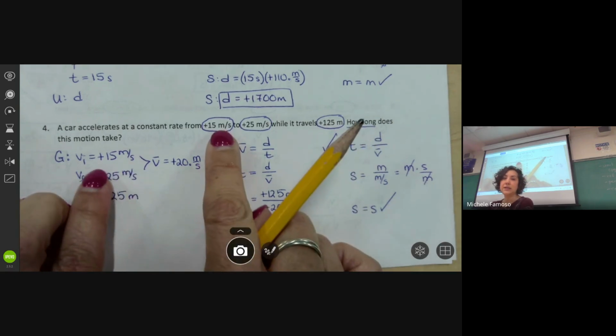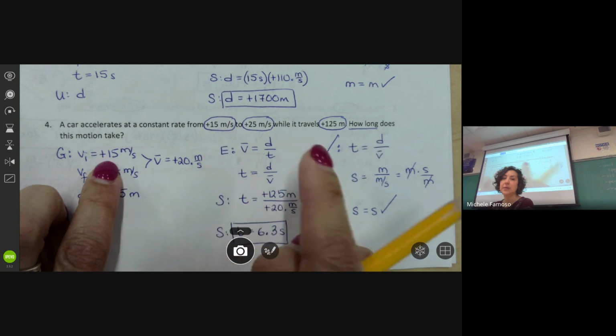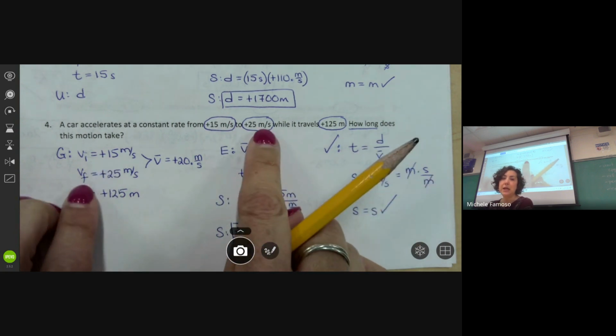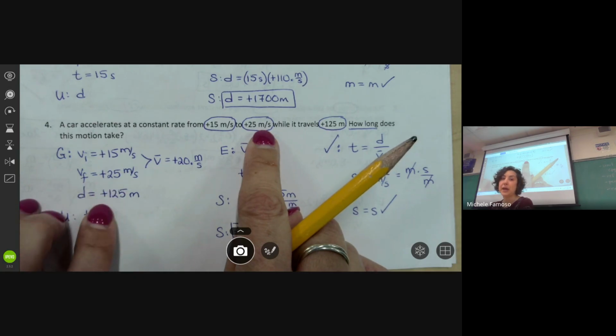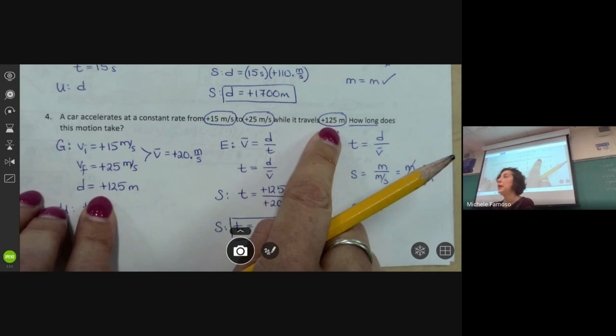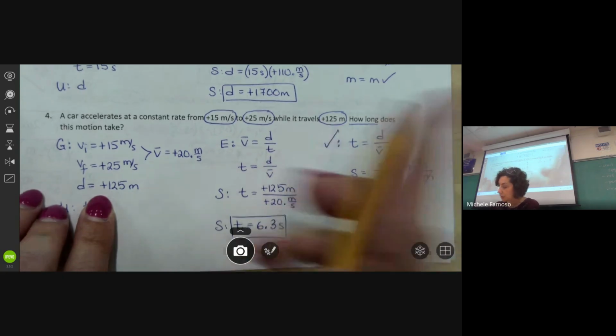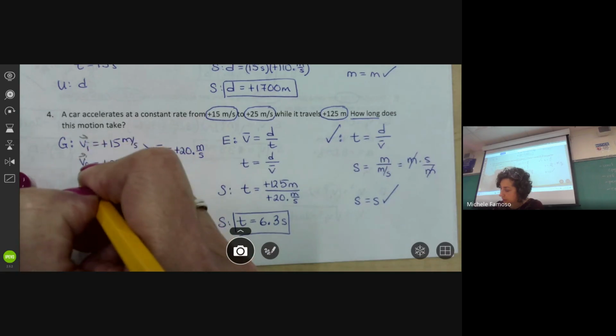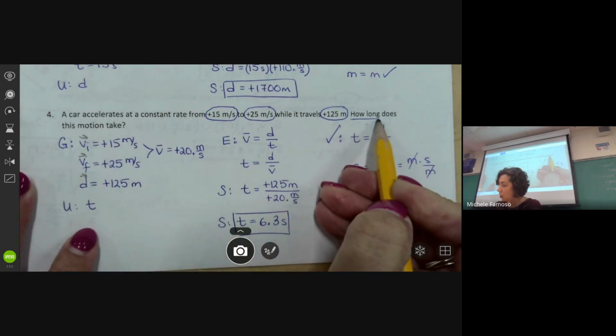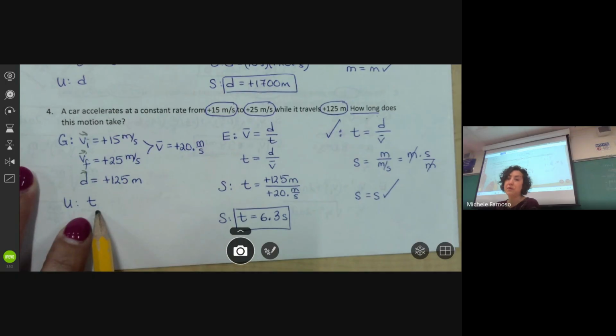So that means this is your VI, your initial velocity, positive 15 meters per second. You're being told the final velocity, positive 25 meters per second. And you're also being told the displacement, positive 125 meters. So if you put the arrows over these, that's fine too. When we ask you how long something takes, that means we're looking for time.